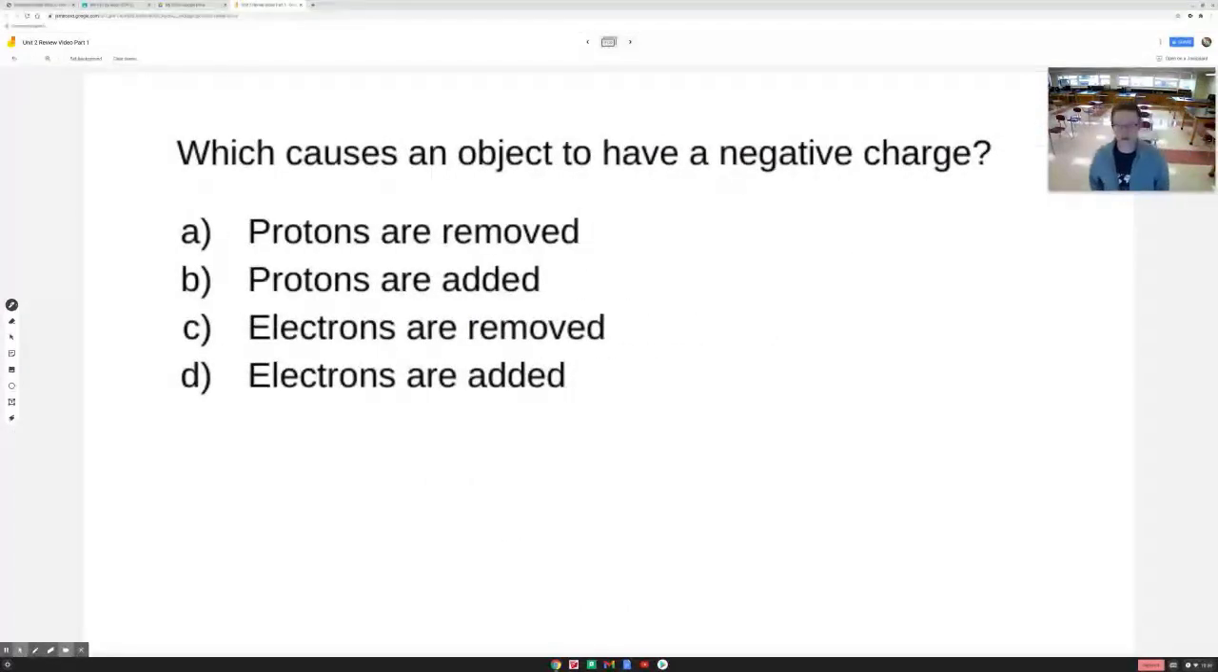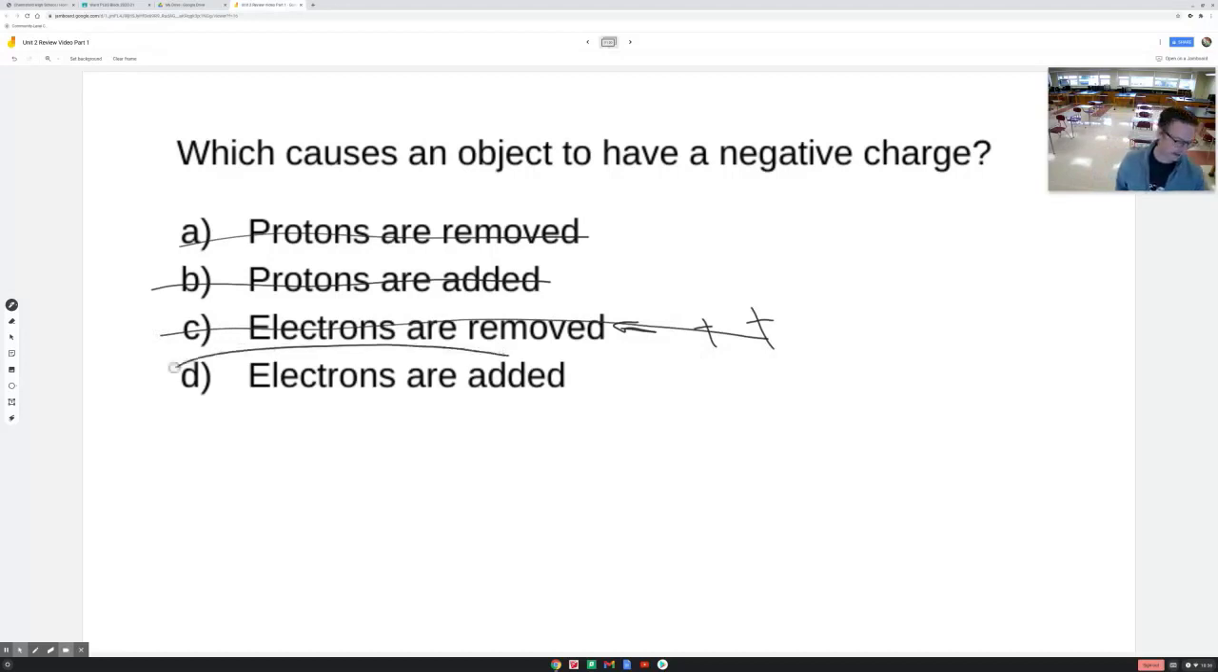Which of these causes an object to have a negative charge? We're just talking about atoms, really. Protons are removed? Nope, don't do that. The protons don't change. Protons are added? We don't change the protons. Electrons are removed? Remember, if you take away a negative, double negative makes it positive. So that's not the right answer. Adding electrons to an atom makes it negative because you're piling on more negatively charged stuff, which changes the balance of positive and negative. More electrons means more negative charge, and the protons don't change ever. So if you have the same number of protons and you add extra electrons, there's more negative than positive, which makes it a negative ion.